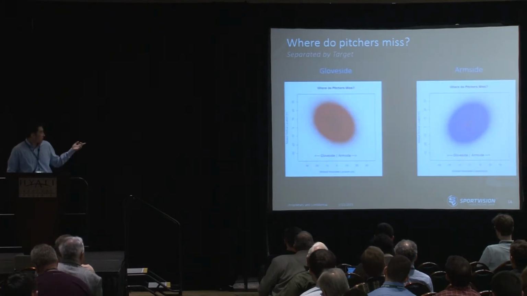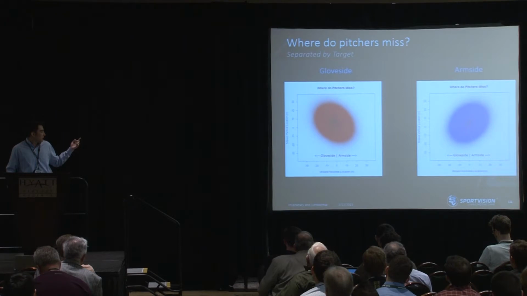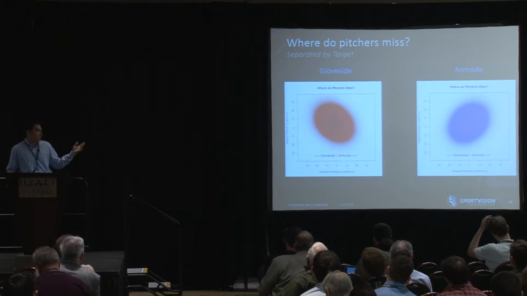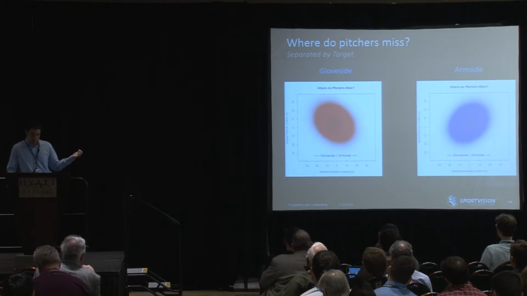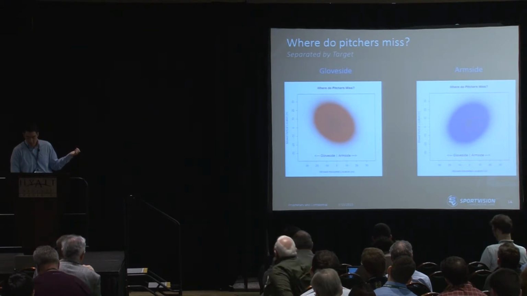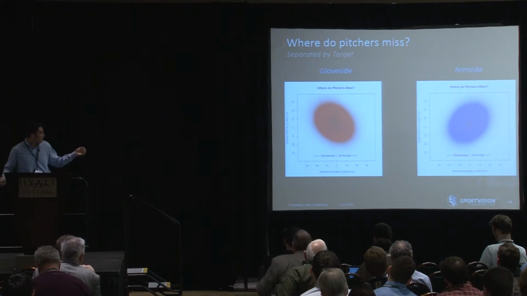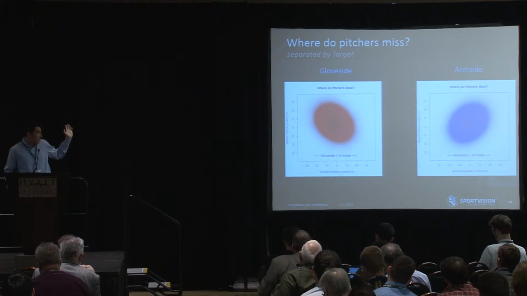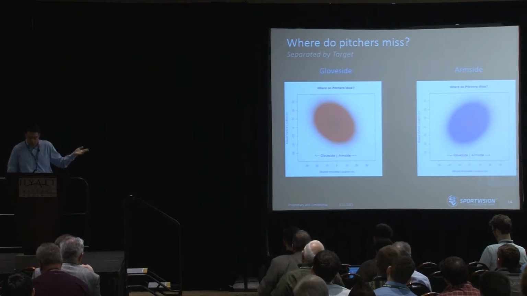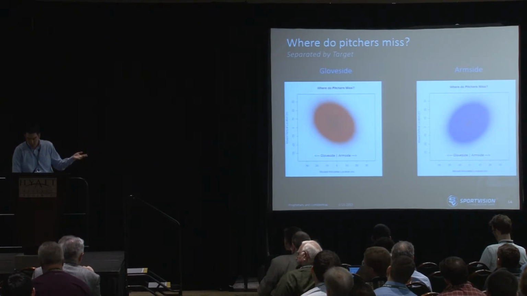If instead we separate by where they're trying to throw, so for pitchers, I turned lefties around. So glove side is everything to the left, and then arm side is everything to the right. And then we set up their target if they're trying to throw glove side or they're trying to throw arm side. So I think it's particularly interesting here. It looks like pitchers are tending to miss up in the direction that they're throwing, if that makes sense. So you can see on the left, they're aiming glove side, and when they miss glove side, it's up. And then when they're aiming arm side, if they miss arm side, it's up.